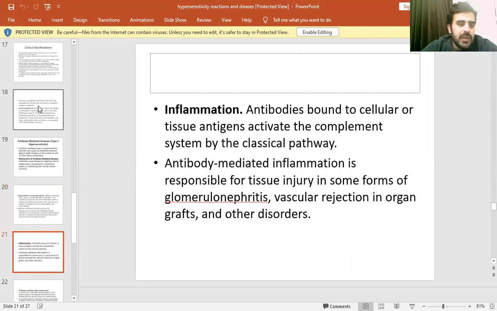The second mechanism is inflammation. Antibodies bound to cellular or tissue antigen will activate the complement system by the classical pathway. The classical pathway is activated by the antigen-antibody complex. Antibody-mediated inflammation is responsible for tissue injury in some forms of glomerulonephritis, also in vascular rejection in organ grafts, and some other disorders.